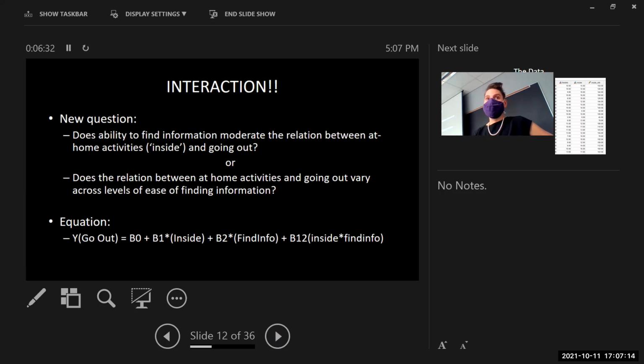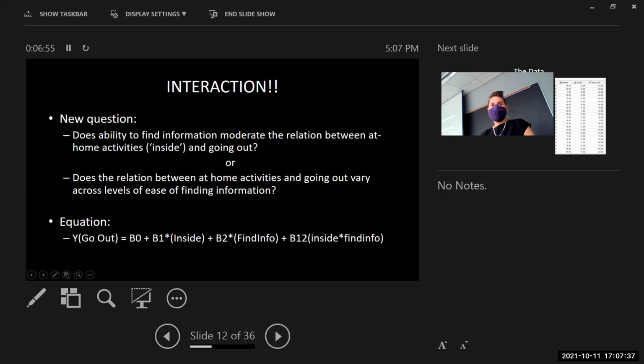Or I could do it the other way, which is, does the relation between home activities and going out vary across levels of ease of finding information? So you see, I'm using the same words, vary across levels, moderate the relation. But instead of talking about categorical variables, I'm just talking about a continuous one.